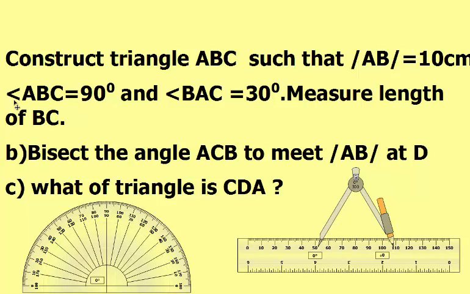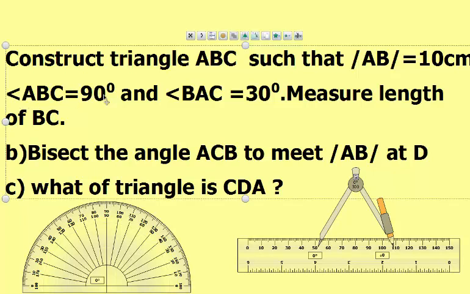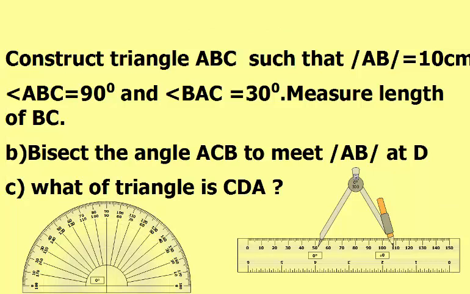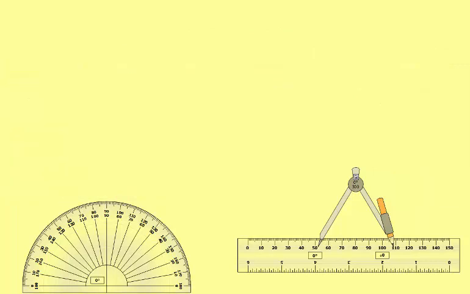Then you measure the length of BC, and you bisect the angle ACB to meet AB at D. Then of course you tell us the type of triangle drawn. So quickly we want to move to where to construct this, and so let's move on.